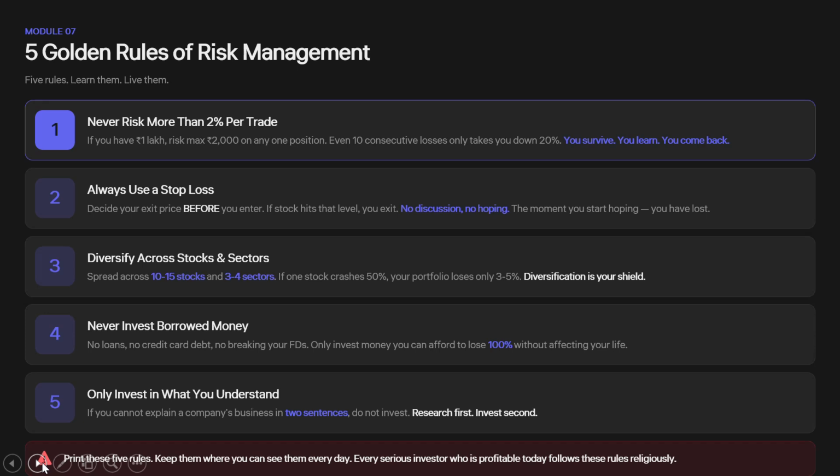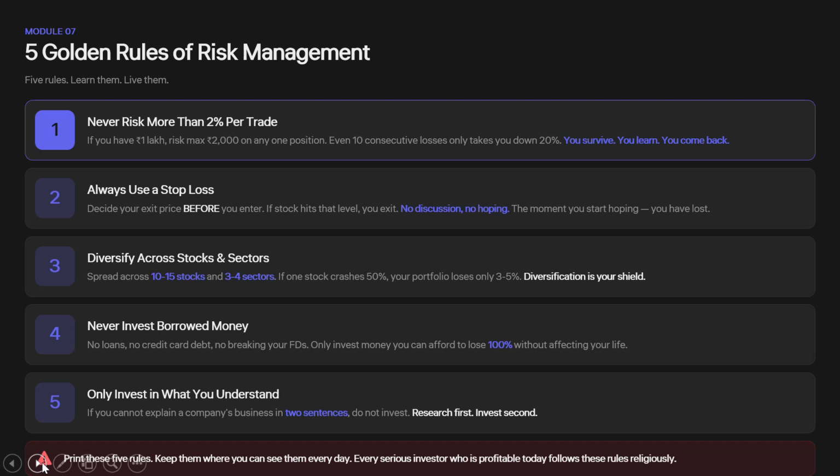Rule number 3. Diversify across 10 to 15 stocks and 3 to 4 sectors. If one stock crashes 50%, your portfolio loses only 3 to 5%. Diversification is your shield. Rule number 4. Never invest borrowed money. No loans, no credit card debts, no breaking your fixed deposit for stock investment. Only invest money that you can afford to lose 100% of without affecting your life.